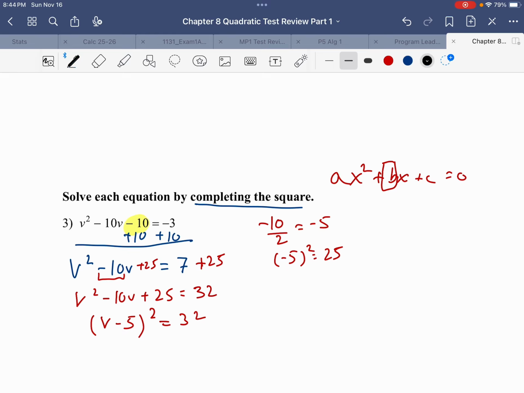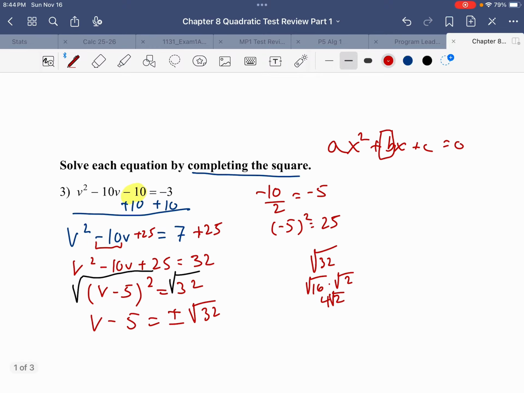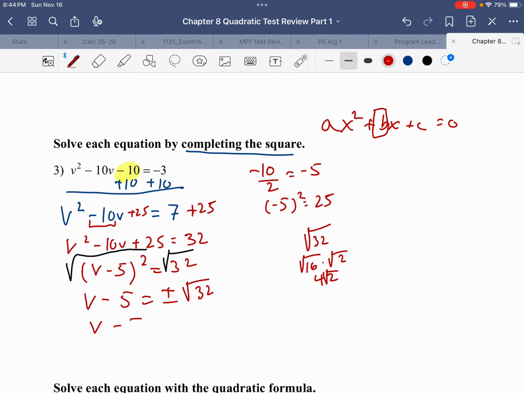When I take the square root of both sides of the equation, I get v minus 5 is equal to, and then we have to remember that the square root can be positive or negative. So plus or minus the square root of 32. The square root of 32 I can simplify as the square root of 16 times the square root of 2, or 4 square root 2. So I have v minus 5 is equal to plus or minus 4 square root 2.